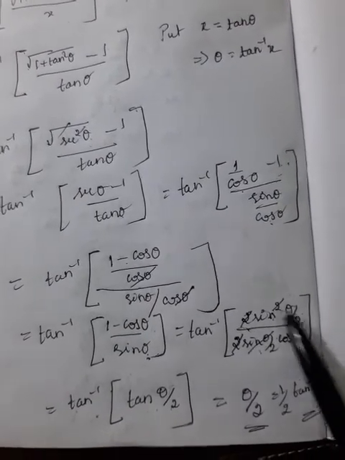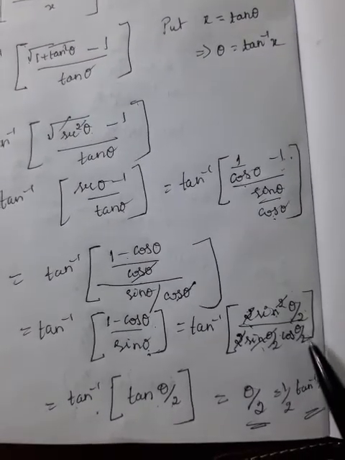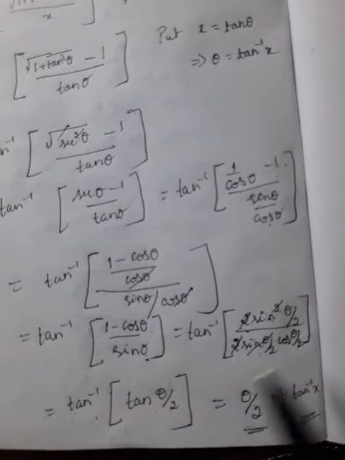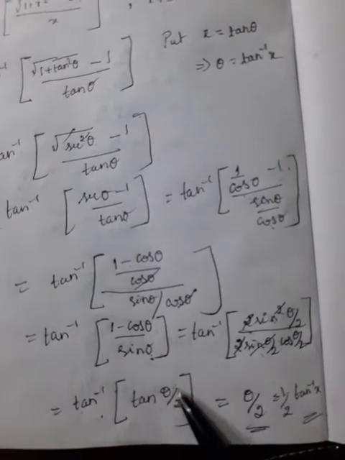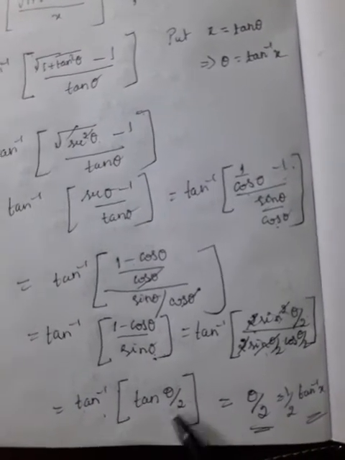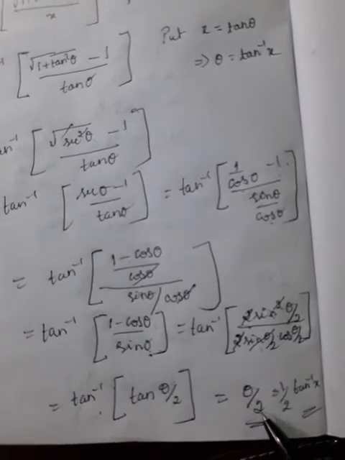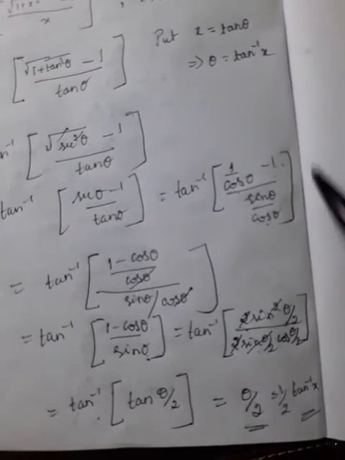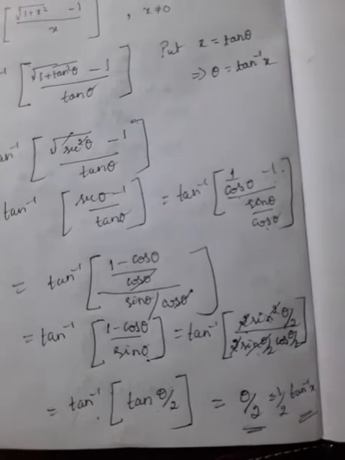What is remaining is sin theta by 2 divided by cos theta by 2. Sin theta by cos theta is tan, therefore tan theta by 2. Tan inverse of tan theta by 2 is theta by 2. What is our theta? Half as it is. Theta is tan inverse of x.